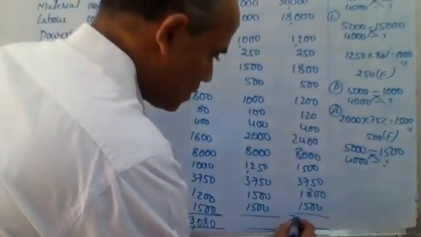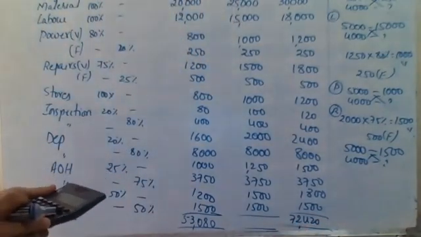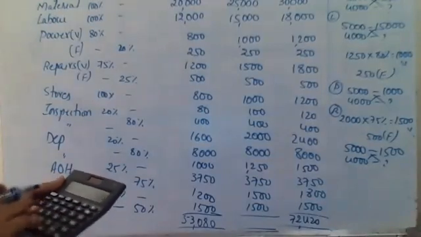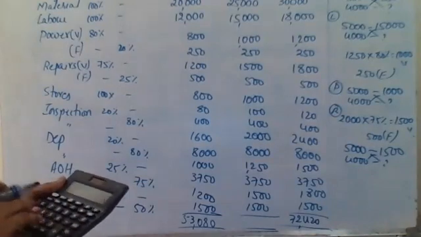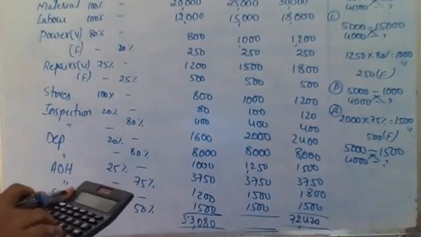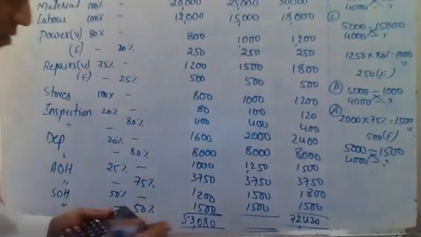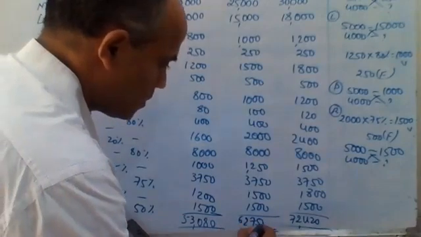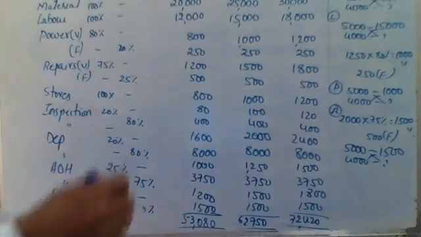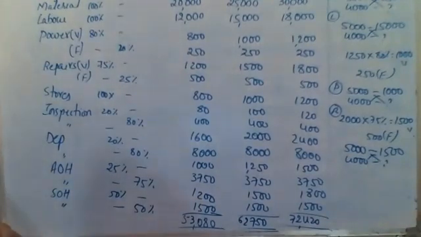72,420. This one is 62,750. So you have the totals with you. Divide with number of units, you will get the cost per unit. That is your question number 25.